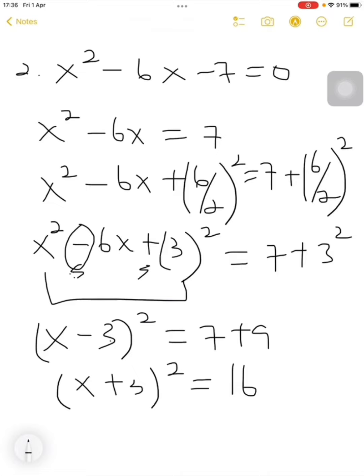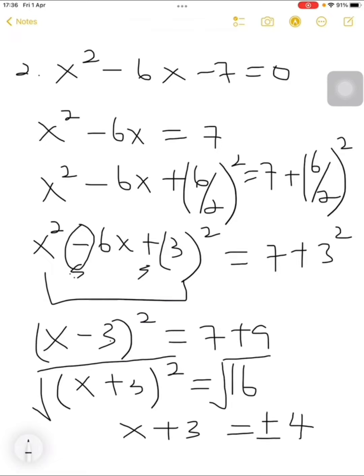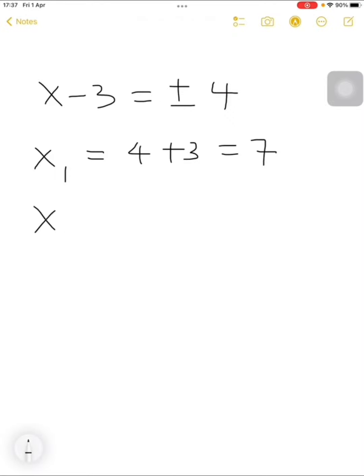The next step is to get the square root of both sides. And then we have x minus 3 is equals to plus or minus 4. Please don't forget, the square root of any positive number is either plus or minus. Therefore, our x1 is equals to plus 4 plus 3 is equals to 7, or x2 is equals to minus 4 plus 3 is equals to negative 1. You're done with example number 2. Let's go to example number 3.